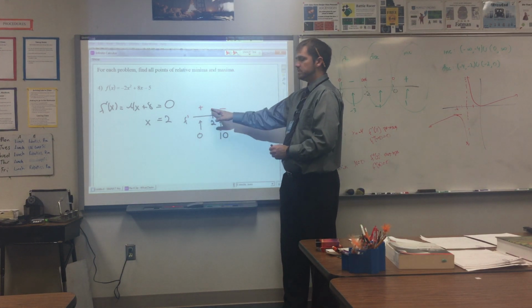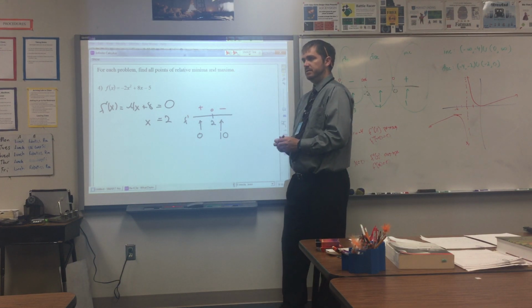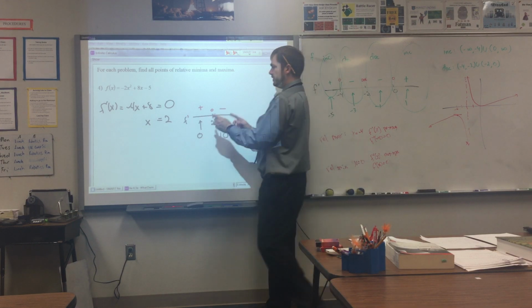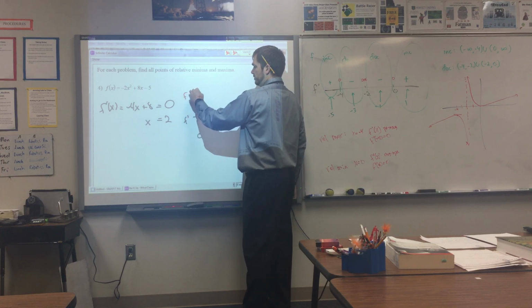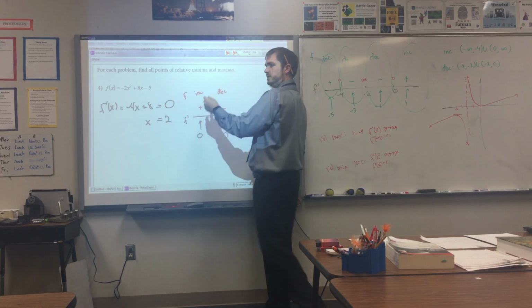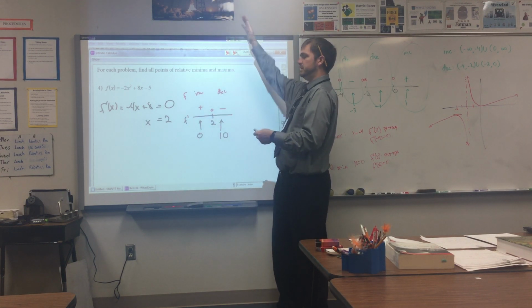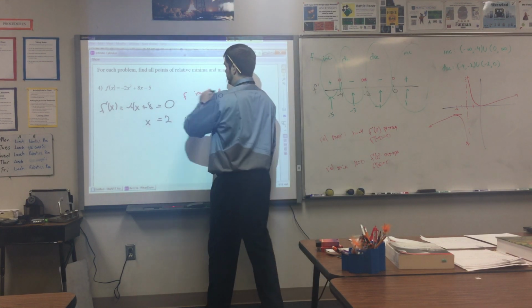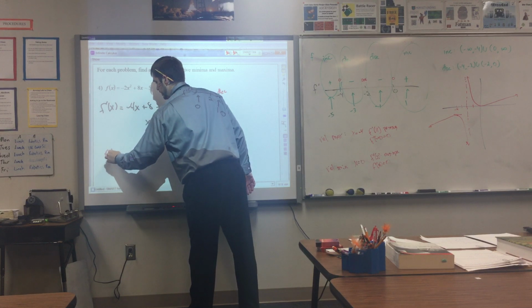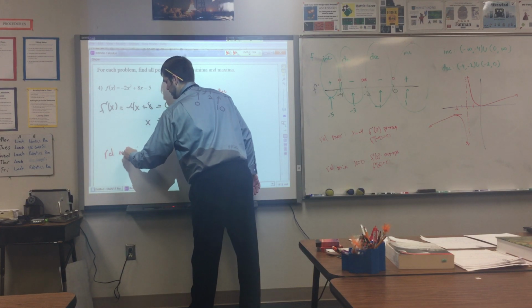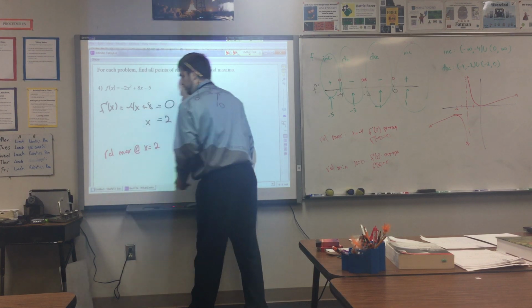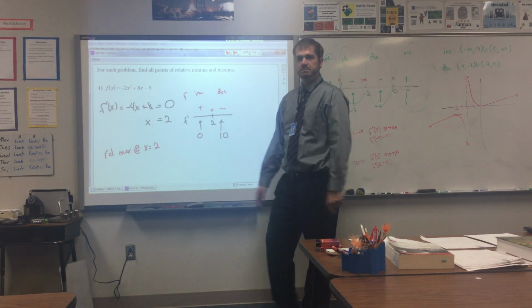So is this a relative max or a relative min? Positive, negative? If you're not sure, just put f right here. We're going from increasing to decreasing, going from up to down. So yes, this is a relative max. We could say relative max at x equals 2. There's no relative minimum.